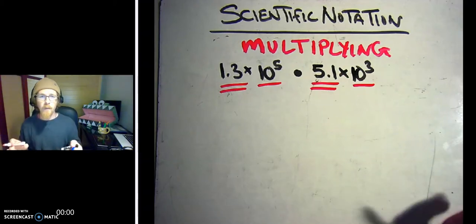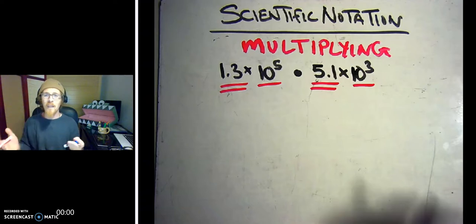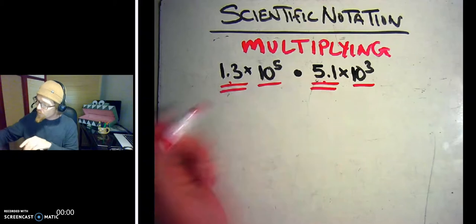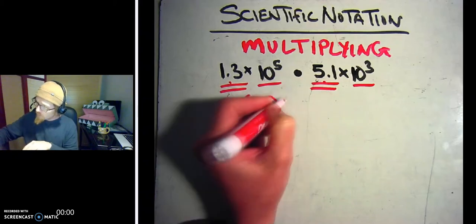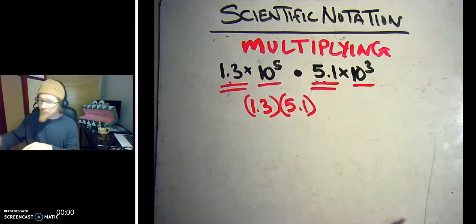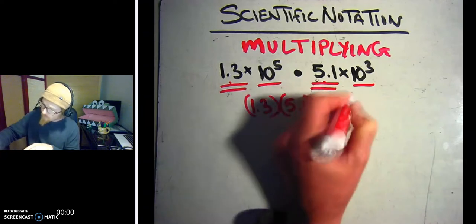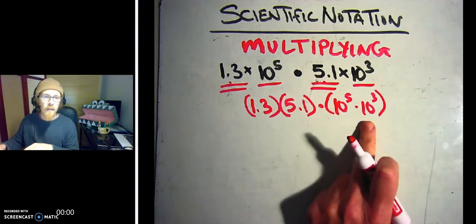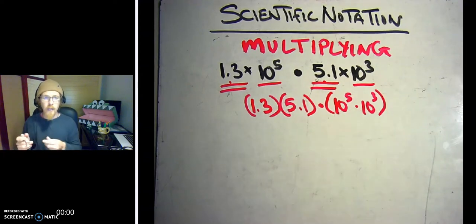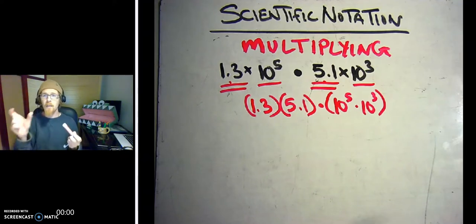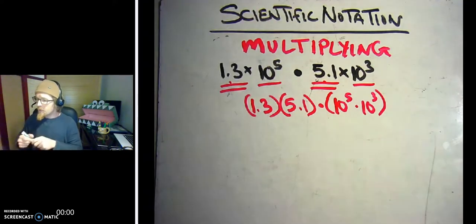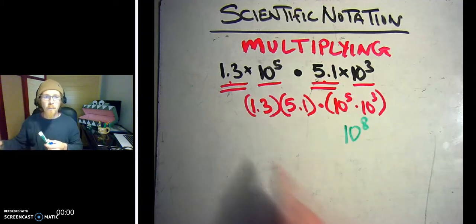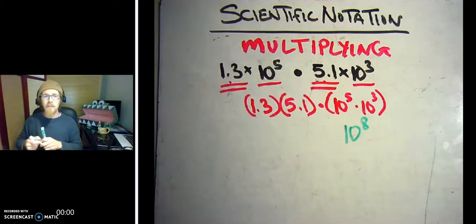Now the associative property of multiplication says that I can multiply things in any order if that's all I have. So what I'm going to do is take the numbers 1.3 and 5.1 and multiply those together. And I'm going to take the 10 to the fifth and 10 to the third and multiply those together. Because I recognize I have the same base raised to different exponents, I can actually use that multiplication rule where you add the exponents together. So by doing that, 10 to the fifth times 10 to the third, I end up with 10 to the eighth.